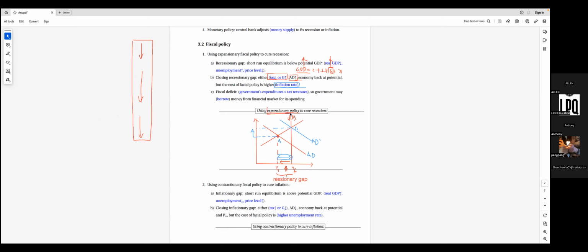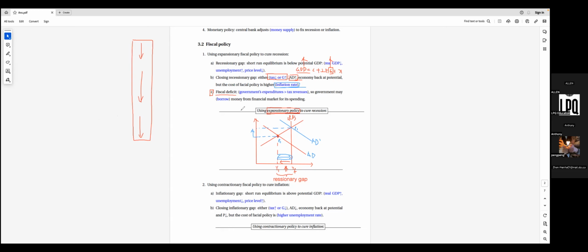Okay, and this policy is called expansionary. What do I mean by expansionary? Expansionary means the policy is used to increase GDP. If you want to expand your GDP, you use expansionary policy. Okay, that's it. And one more term to know is called the fiscal deficit.